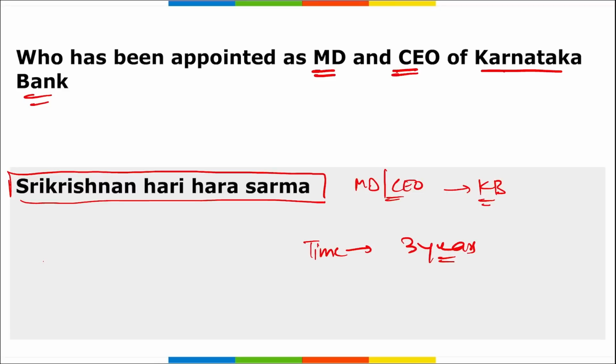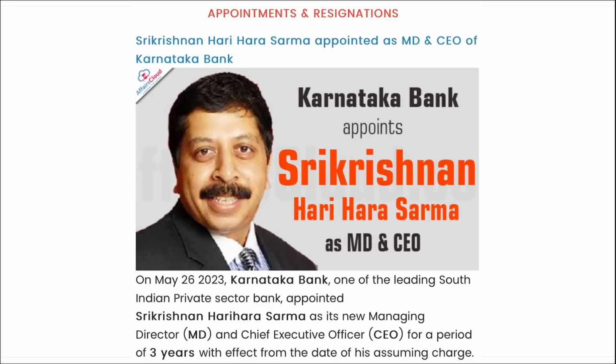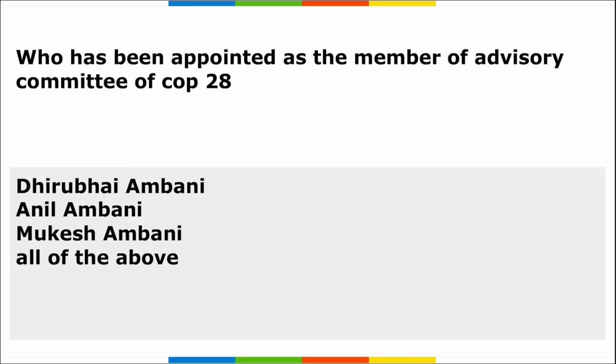Moving on. If we talk about Karnataka Bank, who is the current chairman here? P. Pradeep Kumar. And where is the headquarter? It is in Mangaluru, Karnataka. Moving on, here you can see him in the picture. S. Harihara Sharma has been appointed as MD and CEO of Karnataka Bank.